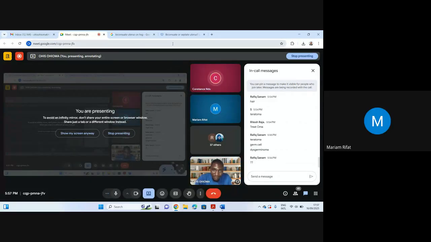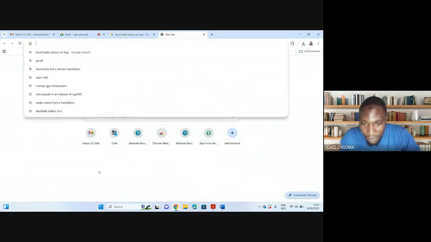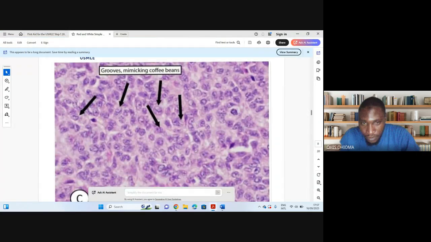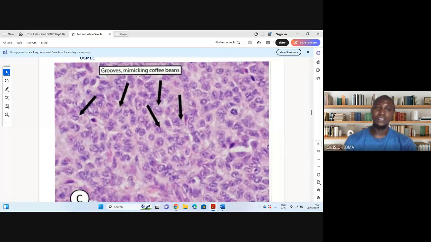Can we just see the image? Dr. Miriam, can we see the coffee bean appearance in the dysgerminoma as well? Why is it written here? What they said is that it mimics the coffee bean. It mimics it, so it's not really a coffee bean appearance. It just mimics it.